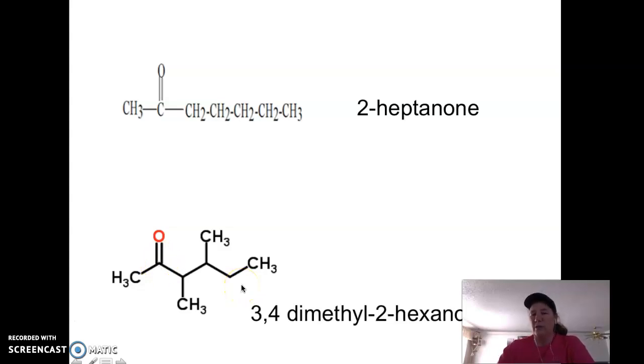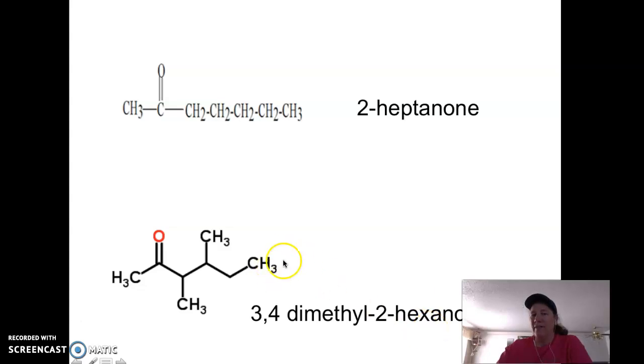I should probably just write that and show it to you. Oh, sorry, I cut off my ONE here. But again, this gets the smallest number. So 1, 2, 3, 4, 5, 6. Hexanone right there. But I got to say where my methyl groups are too. 3, 4: there's a methyl group on the third and fourth, so there's 2 of them, dimethyl. The 2 says the double bond O is on the second carbon. So 3, 4 dimethyl 2 hexanone.